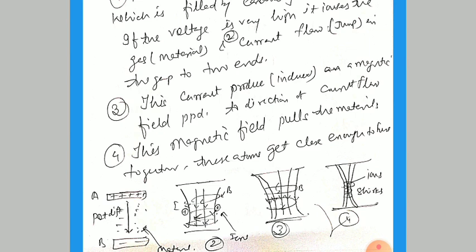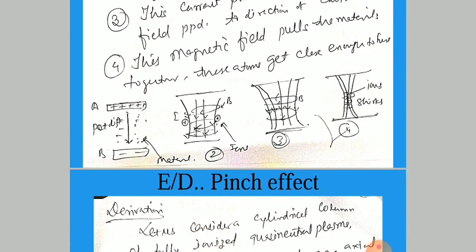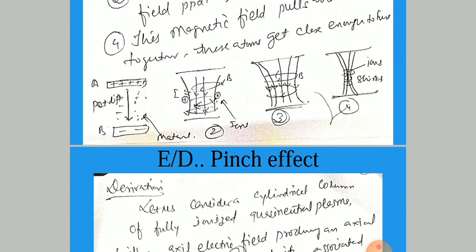The third one, the current produces a magnetic field perpendicular to this, and the fourth, the magnetic field pulls the materials together, or you can say these atoms get close to each other, and the tube will look like this. Inside, there is a shrink in between the plates, and on the top and bottom there will be a higher area. So this effect is the pinch effect, and this is the mechanism of the pinch effect in plasma or any of the fusion materials.